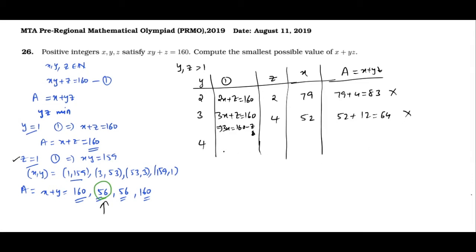Let's put y equal to 4. In the first equation we get 4x + z = 160. Now 160 is a multiple of 4, 4x is a multiple of 4, so z also should be a multiple of 4. So the least possible value of z is 4. So 160 minus 4, 156, by 4, 39. So x + yz will be 39 + 16 or 55. Till this point 55 is the smallest value.